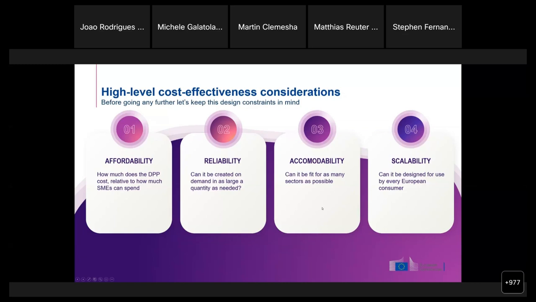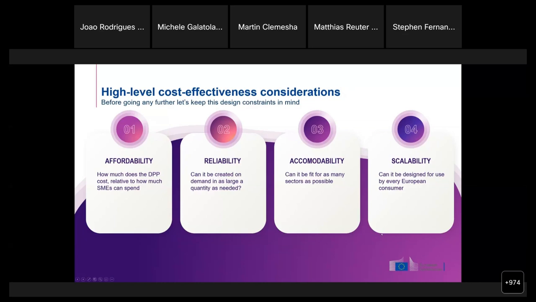If we keep these four dimensions in mind, it means that we cannot optimize to one. So we cannot just optimize for scalability and then not consider affordability. We cannot optimize to reliability without taking into account, does it accommodate what is already in place? So this means that we have to keep in mind that we are looking at all these four dimensions when we talk about design, and our choices must be driven by these four dimensions and not only by one of them.